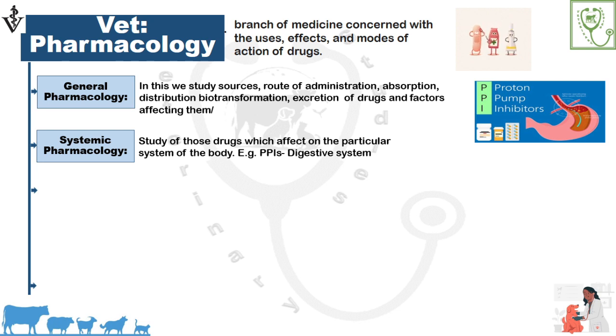For example, there are so many drugs which affect a particular system, such as proton pump inhibitors, which affect the digestive system, and anesthetics, which affect the central nervous system.